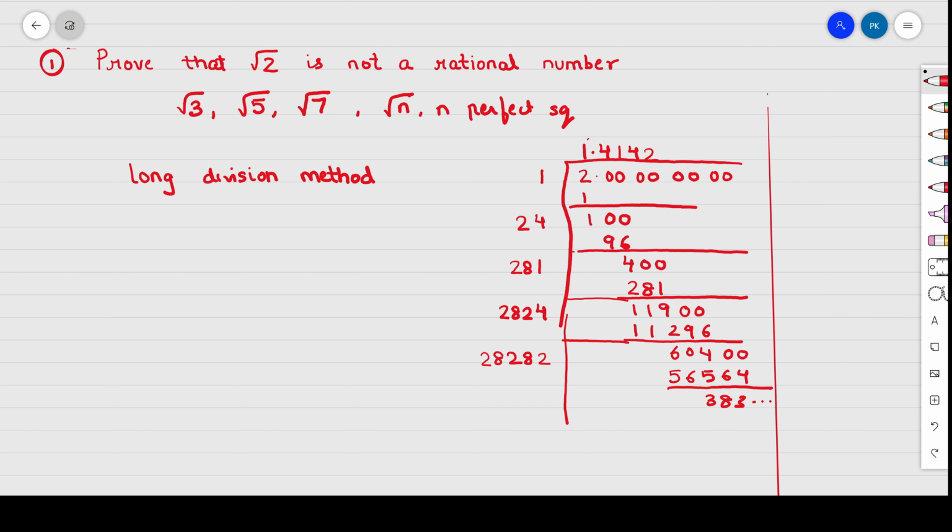So we can safely say that under root 2 is equal to 1.4142, and we see that the numbers are not repeating and the decimal numbers are not even getting terminated. So this is not a rational number. This is one way of doing it. This is the first way of doing it.